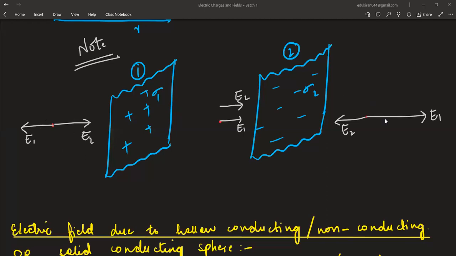Right? Now look at this third one. Similarly here also. For E2, we'll move towards the sheet, so it will be in this direction. For E1, we'll move away, so it will be in this direction. Right, class? Now let us just substitute.